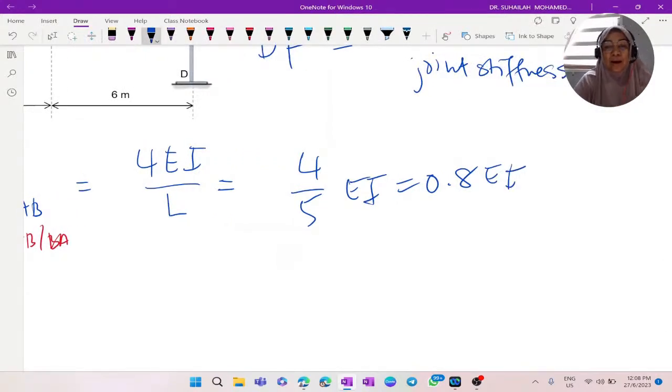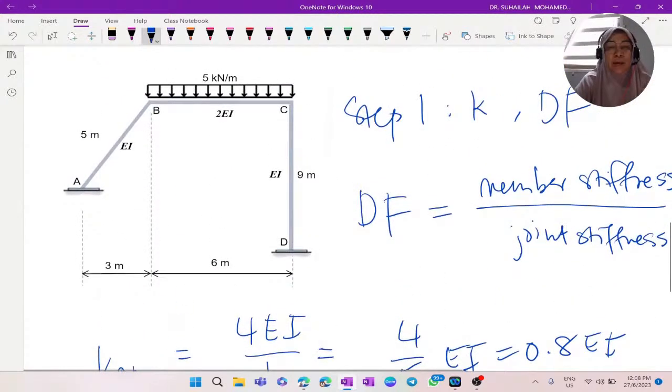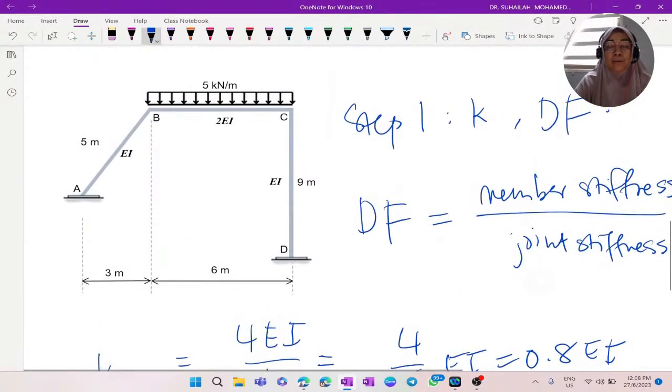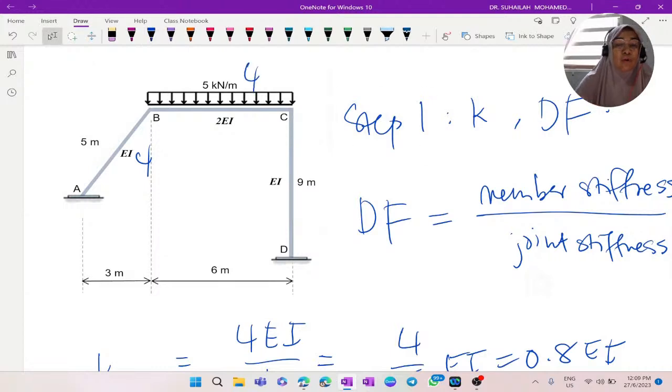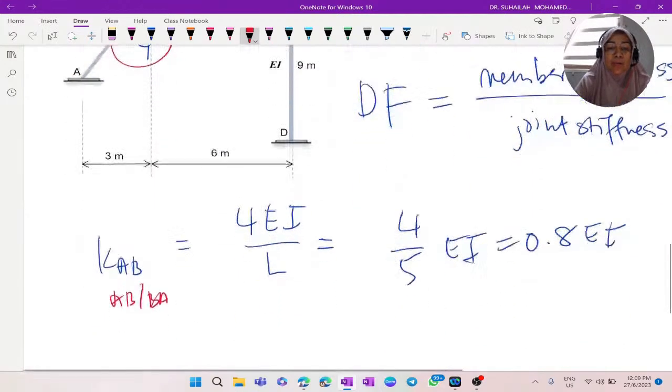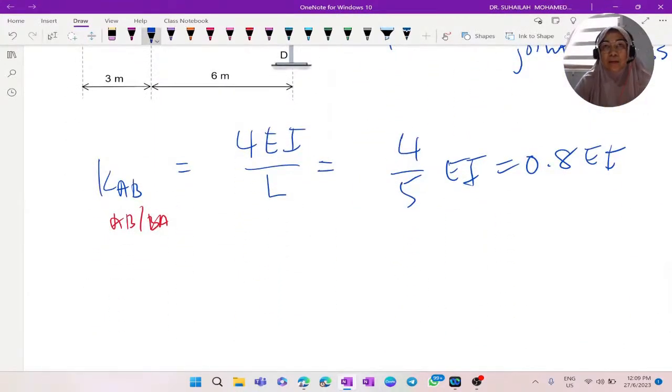Now we look at internal member BC. For internal members, we have to use 4EI over L. All internal members, we have to use 4EI over L. So the member stiffness K for member BC, CB and BC is the same element.